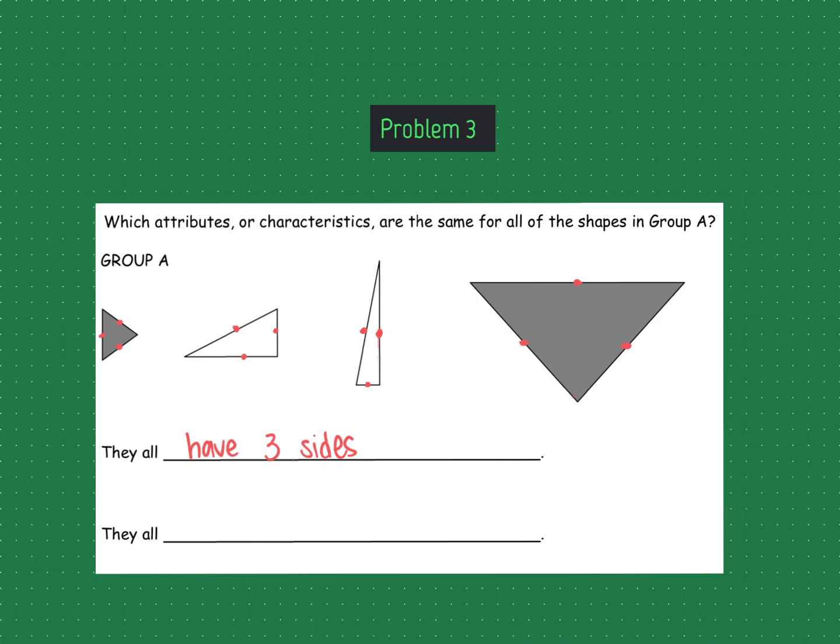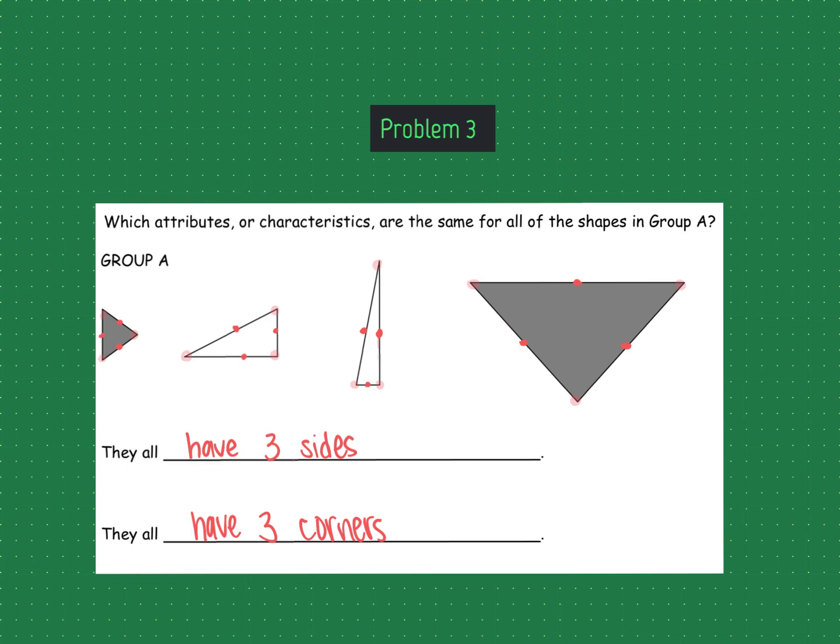Our next part is we have to find another characteristic or attribute that is the same for Group A. So let's count. Let's see here. There's 1, 2, 3 corners there. 1, 2, 3 corners there. 1, 2, 3 corners there. And 1, 2, 3 corners there. So they all also have 3 corners.